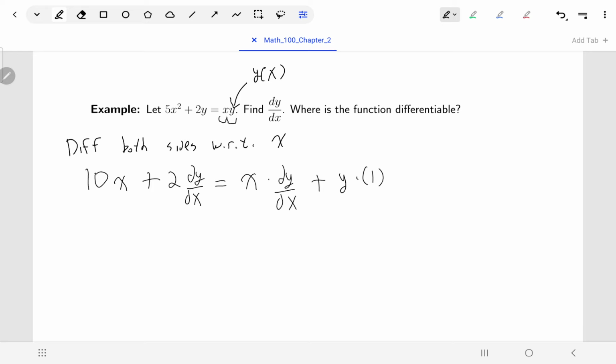And now I'm just going to do a little bit of cleaning up here. I'm going to bring everybody with dy dx to one side of the equation. So I'll bring everybody to the right side: x dy dx minus 2 dy dx. And I'll bring everybody else to the other side of the equation, the 10x minus y. So now I can factor out dy dx on the right side.